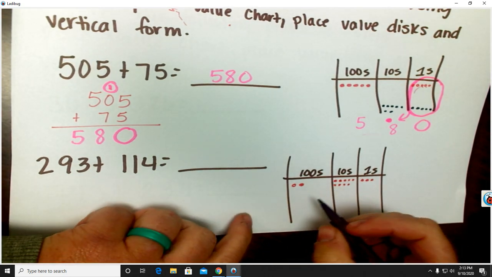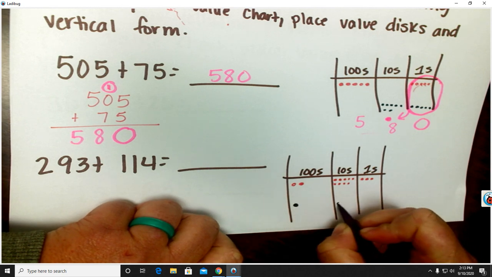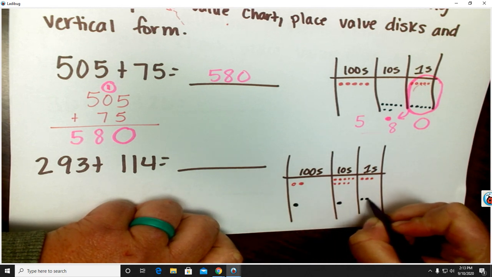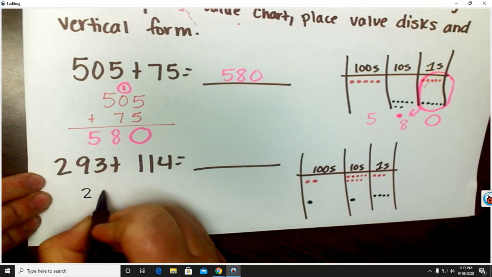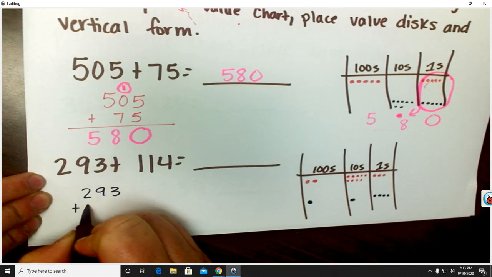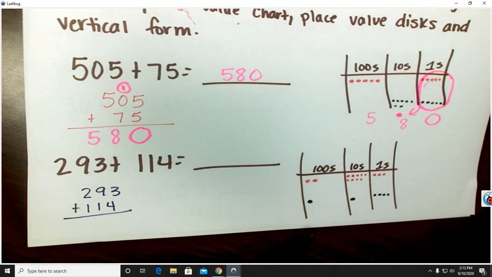So I'm going to use a different color, and I'm going to come down a little, and I have 100, 110, and 4 ones. Okay? And I keep forgetting to stack the numbers to lead up to the standard algorithm. So now I'm ready to add.